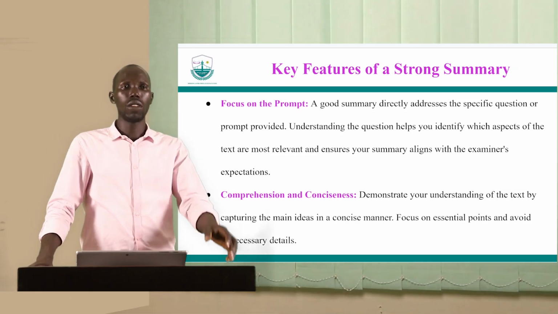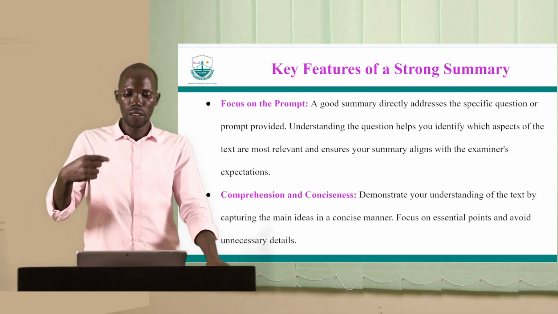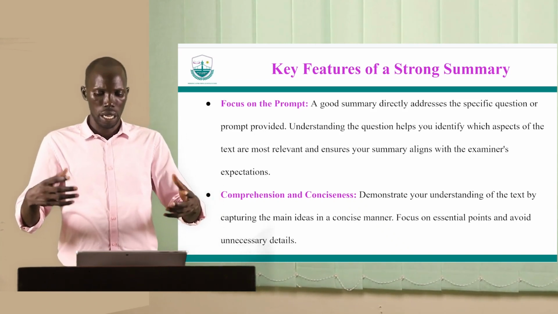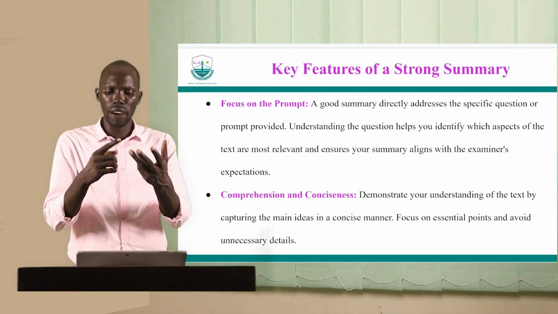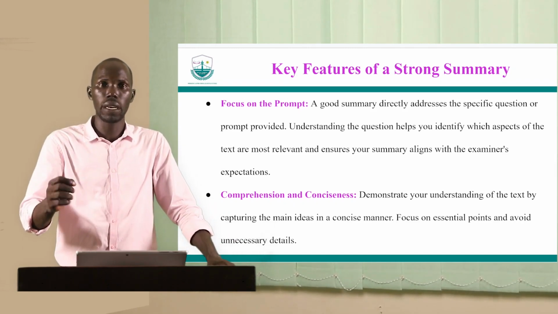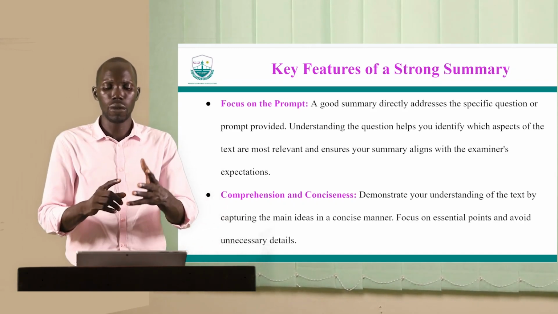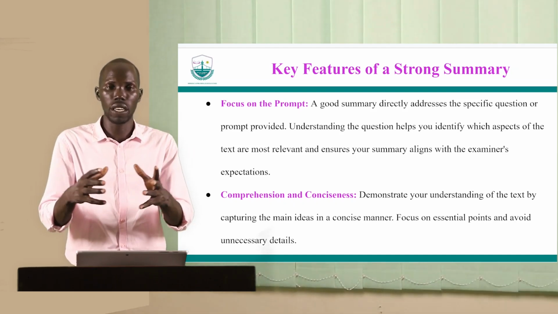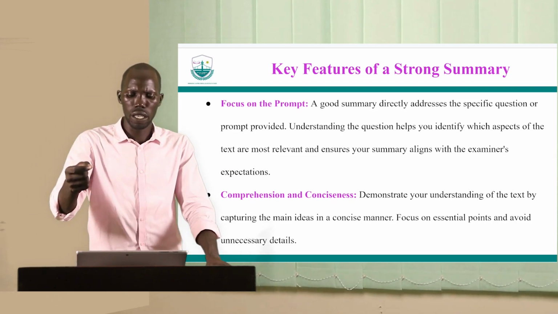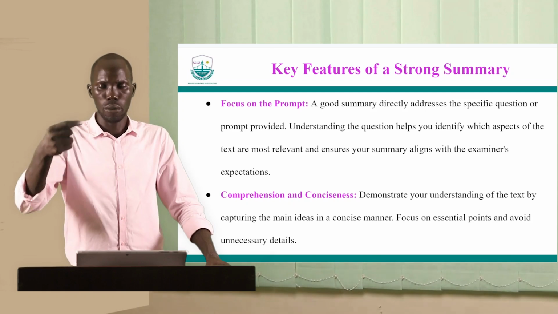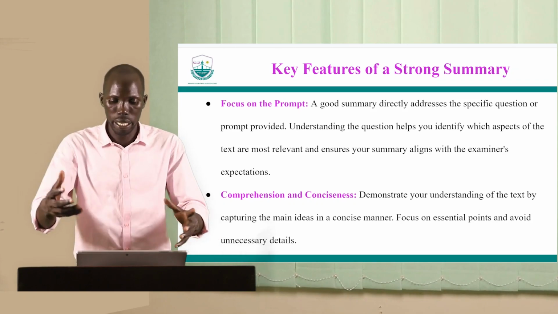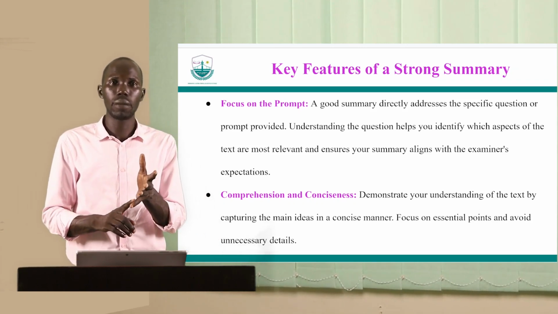In addition to focusing on the prompt, another key feature is your comprehension and writing concisely, briefly. You should first understand the text, and then once you've understood the text, while writing your summary, write it briefly. We said a summary is a condensed or reduced version of an original text. So read the text, and once you've read it, it is more likely that you have understood something therein. Now, as you're writing, you should write in a concise, brief manner.